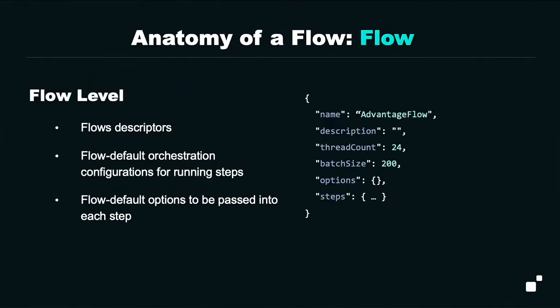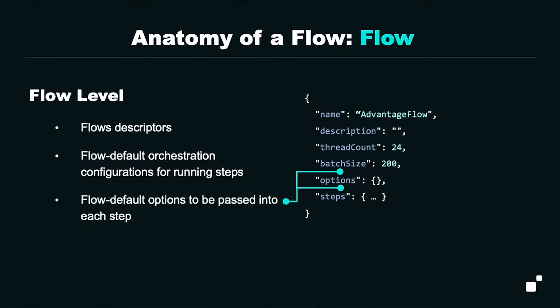So let's talk about the anatomy of a flow at the flow level. This is what the top of that Advantage flow document was that you saw. At the very top, there are some flow descriptors: name, obviously, and then a human readable description to let you know what it is. How you identify the flow is by the name. There's some default orchestration provided here at the flow level, talking about thread count and batch size. This is for performance tuning and optimization. And then we have some flow level default options to be passed as it runs through the steps.